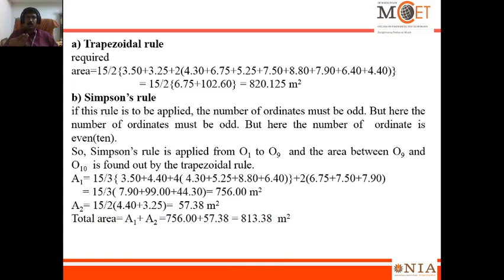More or less the trapezoidal rule and the Simpson rule are very near to each other, right? So this way you can apply when Simpson's rule is not applicable. This way you can solve it, right?